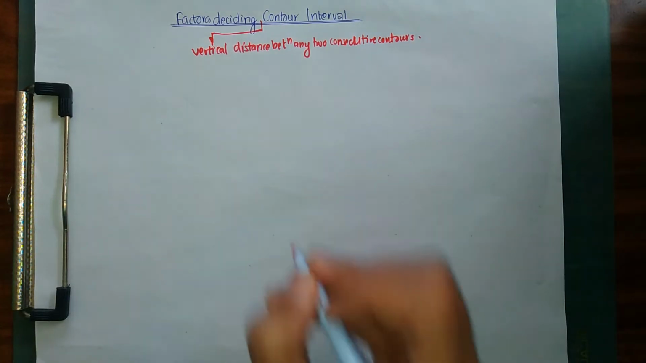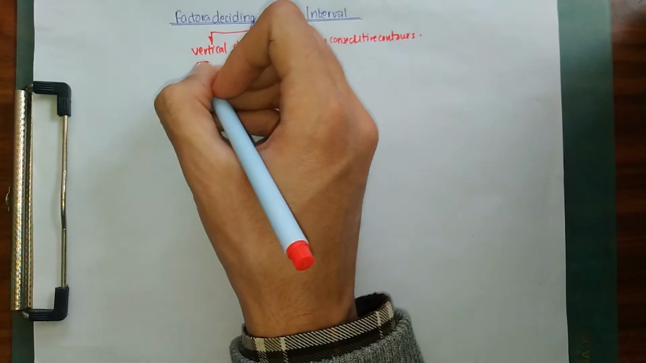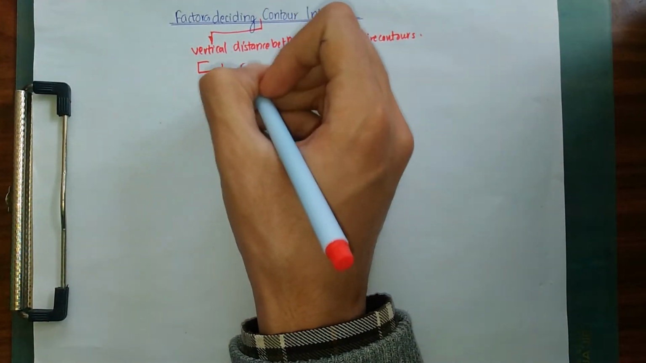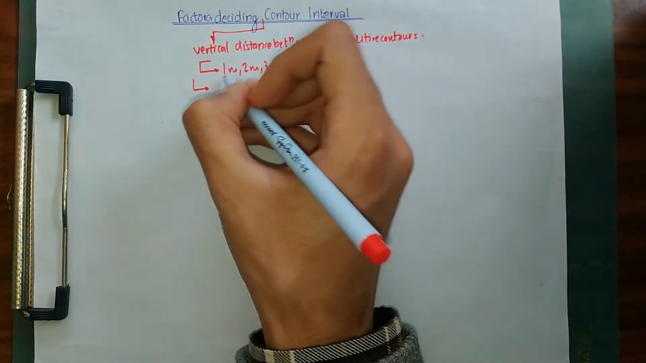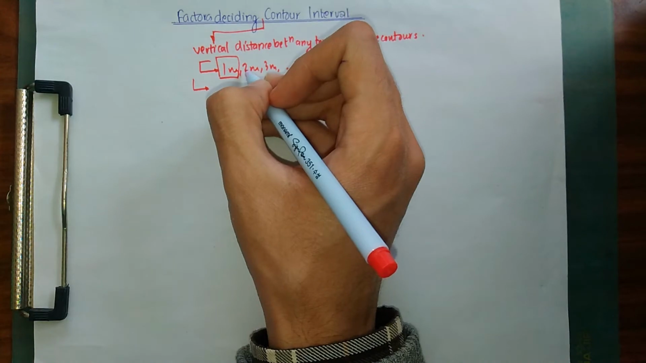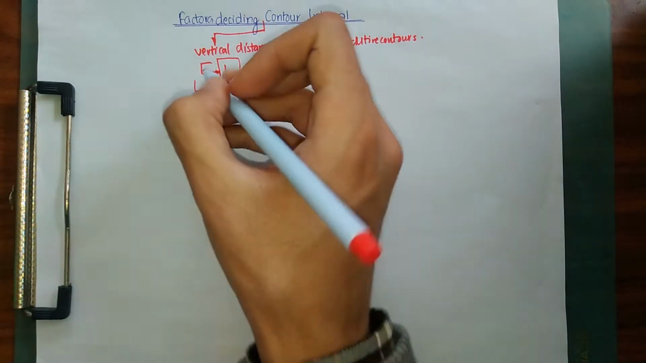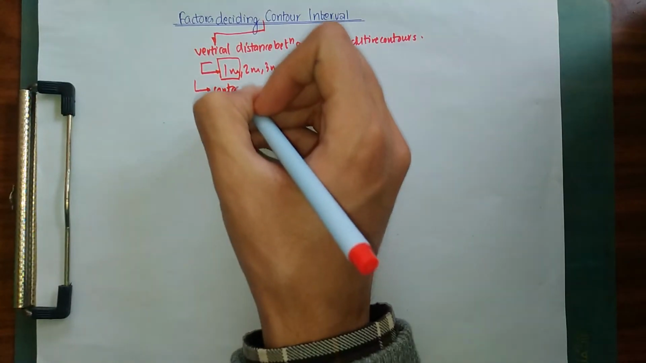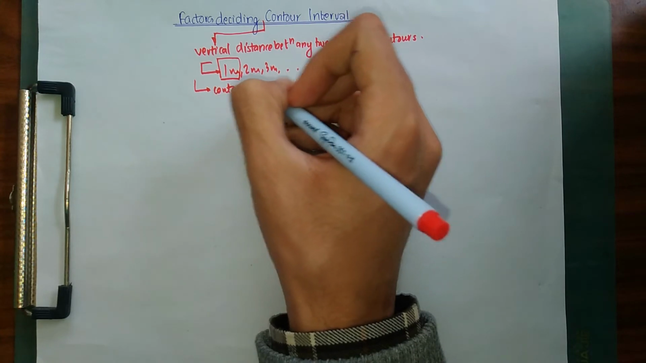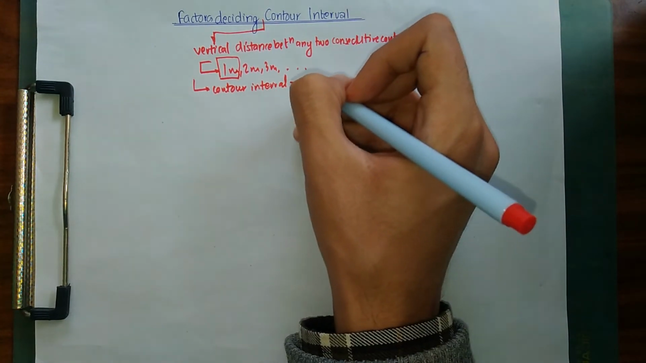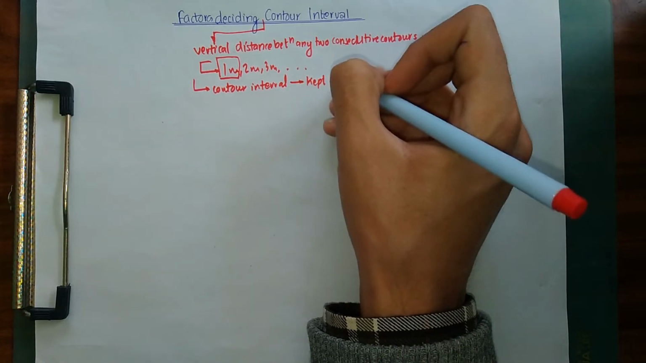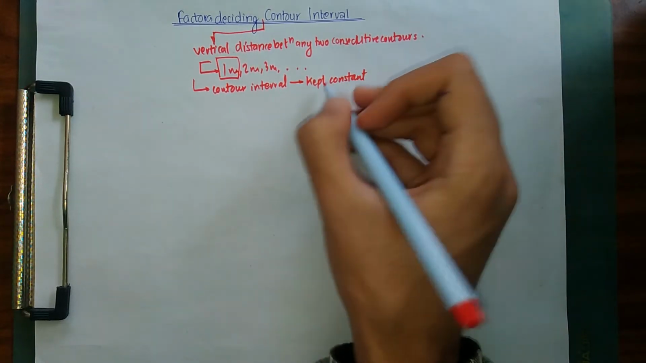One of the special characteristics of contour interval is that we can have a contour interval of 1 meter, 2 meter, 3 meter, etc. But whatever we may choose, let's say if we choose a contour interval of 1 meter, it is going to be constant throughout our contour map. Contour interval is kept constant for our whole contour map.